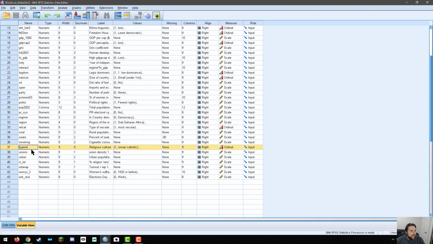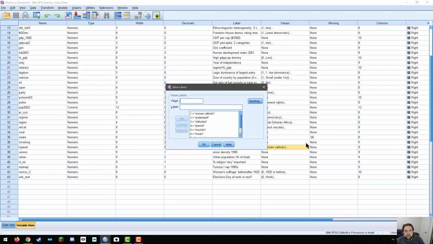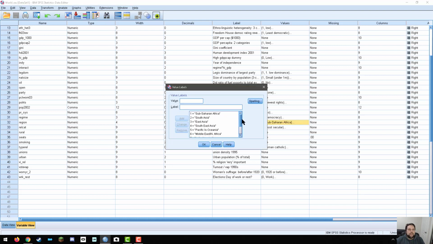So we're going to use variable 37 type rel, which is religious culture, which is broken into looks like 9 different categories. We've got Roman Catholic, Protestant, Orthodox, Jewish, Muslim, Hindu, Eastern, other, and 9 is the system missing value. And we're going to see if the type of religious culture that exists in a country is in any way affected by the region of the world that the country is in.